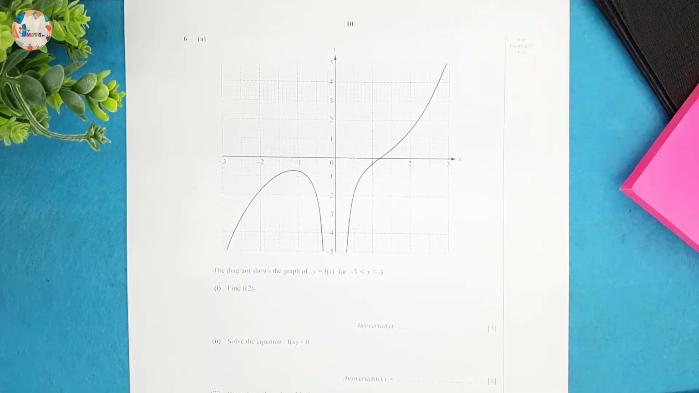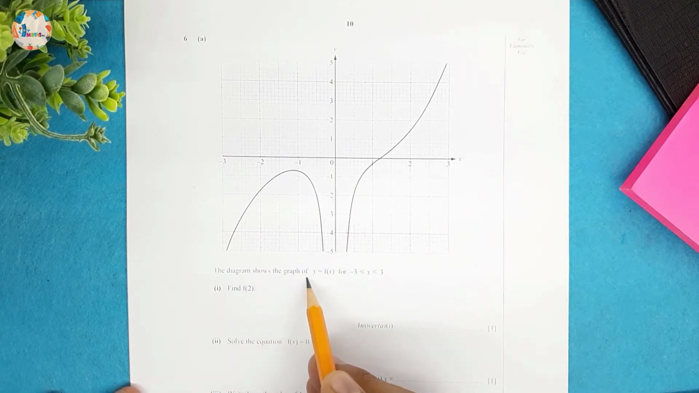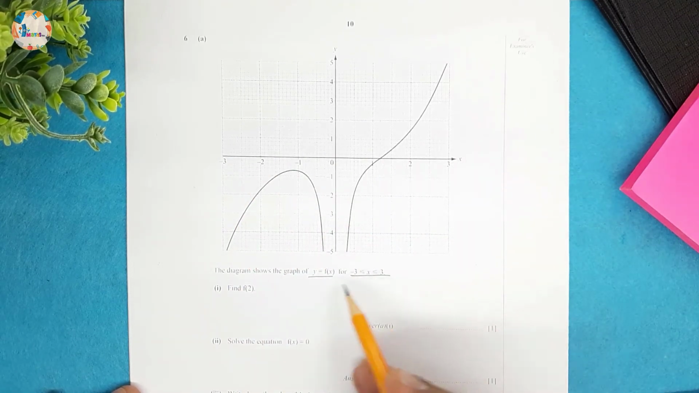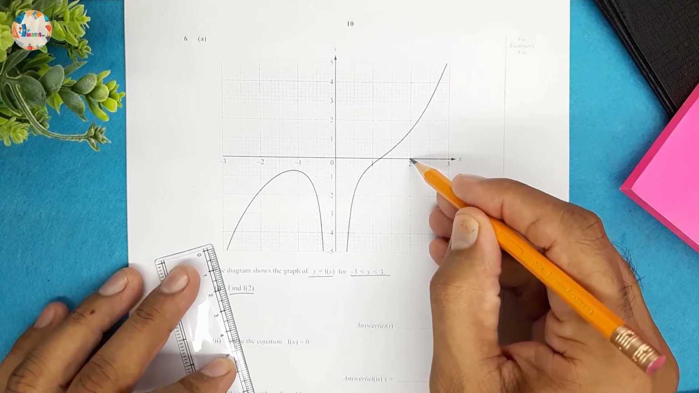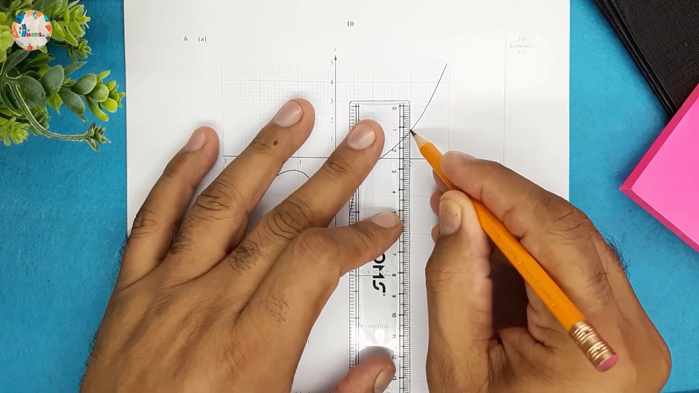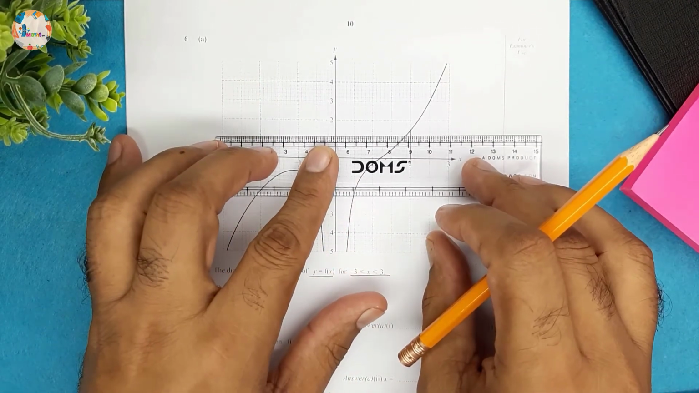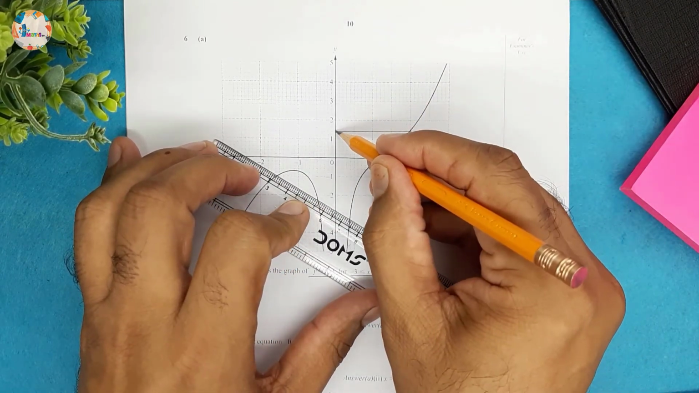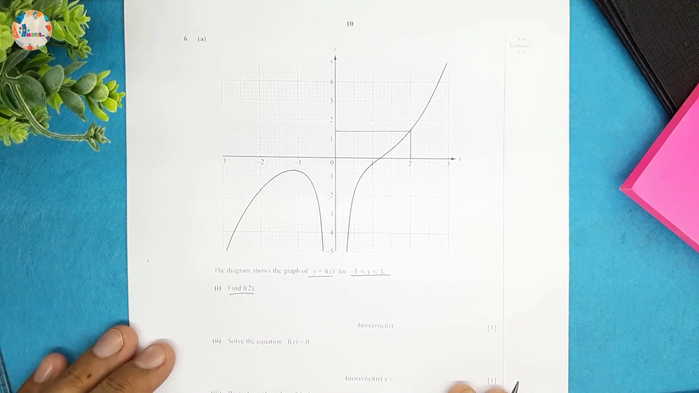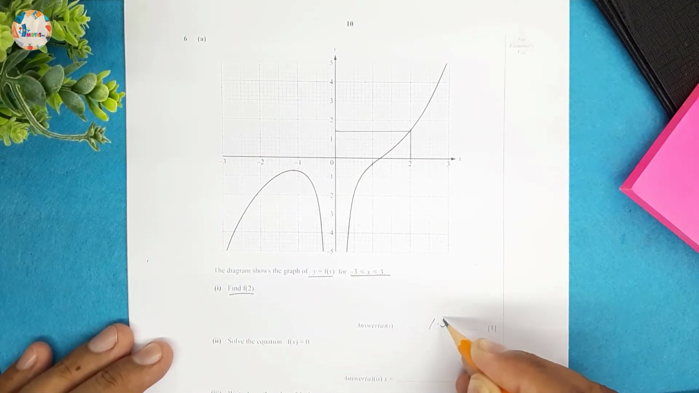So this is done. Question number 6a part. Diagram is provided. The diagram shows the graph of y is equal to f of x and the range is also given from -3 to 3. Find f of 2. So f of 2, basically the x value will be 2. So 2 will be this one. We'll be checking the reference from here, and we can check this will be like 1.5. So we can write here 1.5.